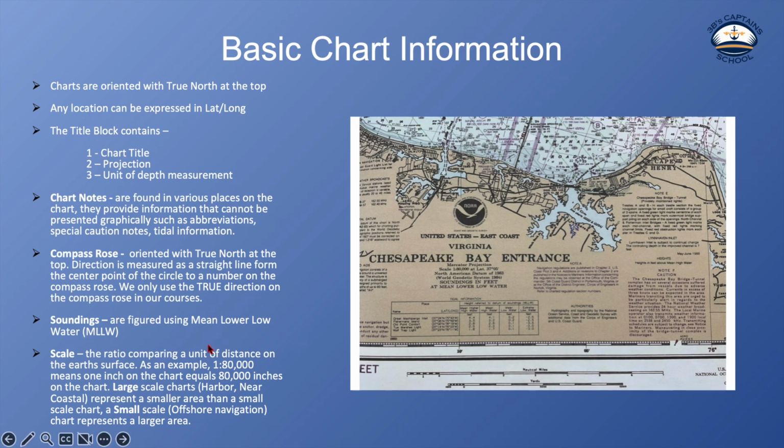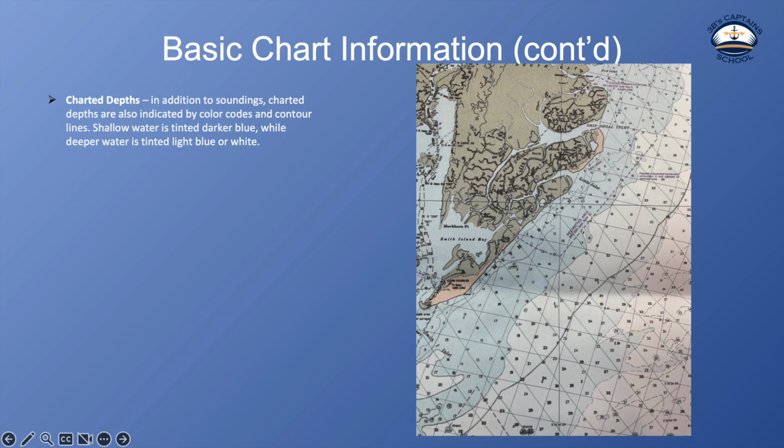Soundings, we just talked about those. They're figured at mean lower low water. And then the scale we discussed is 1 to 80,000 on this chart. All right, the charted depths. Here's another picture, a different section of the chart, and you can see some charted depths here: 31, 37, 29. All these different charted depths are soundings. There are some fathom lines, which are lines of the same depth. Sorry, I can't read what depth this is, but these are all about 20 feet along this line.